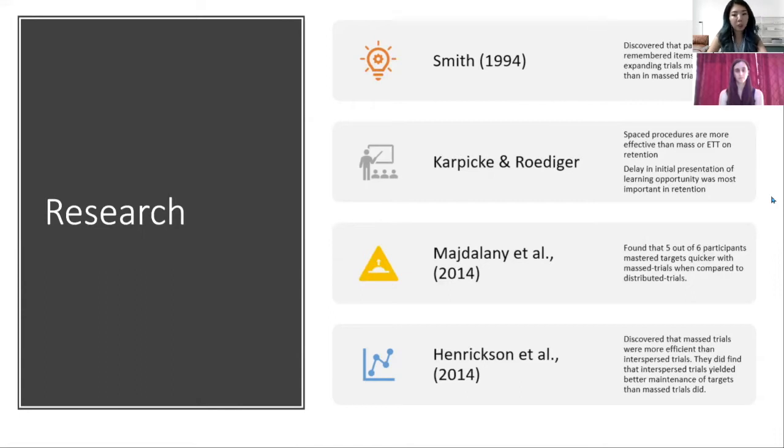And distributed trials is where the practice is broken up into a number of short sessions that are conducted over a longer period of time. Then in the study by Henriksen et al., they discovered that mass trials were more efficient than interspersed trials. However, they did find that interspersed trials yielded better results for maintenance of targets when compared to mass trials.